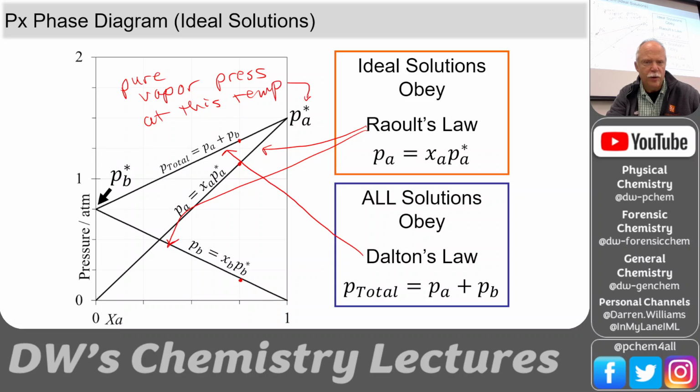So the pure vapor pressures are indicated by these little stars. Substance A has a particular vapor pressure, substance B has a particular vapor pressure, and this whole chart is at a given temperature.